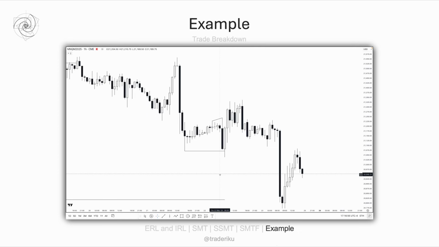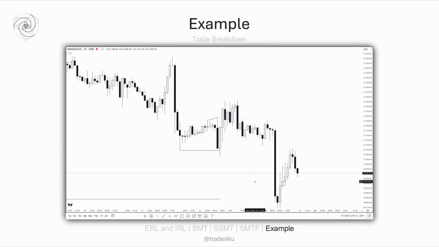So hopefully that made sense, and it gave you some sort of light bulb moment as to how to read price action on the higher time frames. But don't forget, everything is fractal, so we can apply the same advanced ERL and IRL concepts on the lower time frame as I did here.